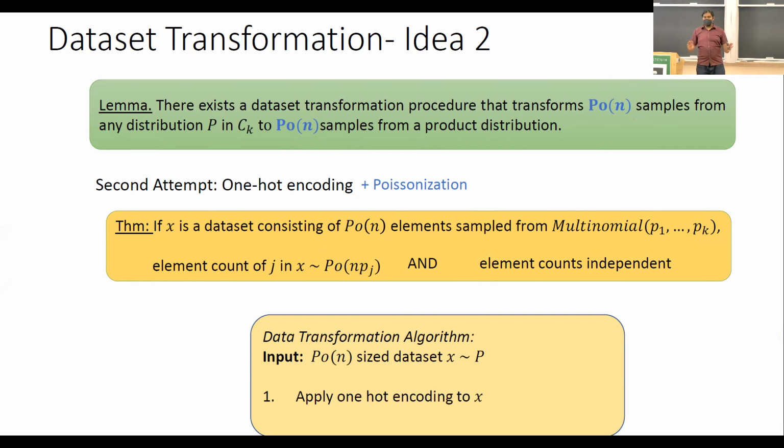Like before, you just apply one-hot encoding, replace every element with its indicator vector, and now you just randomly shuffle every column, and that's it. That's the data transformation algorithm.